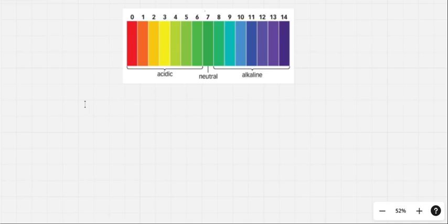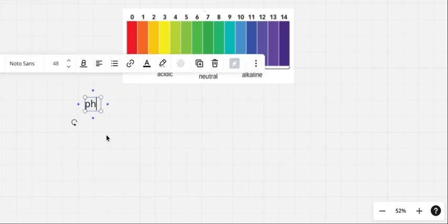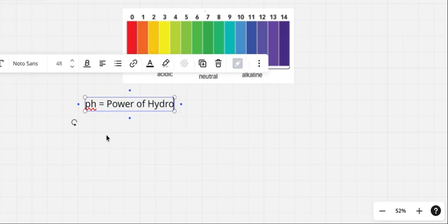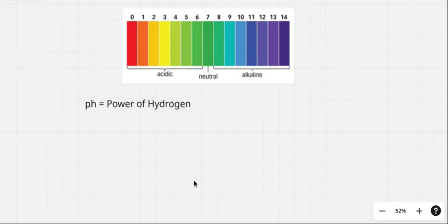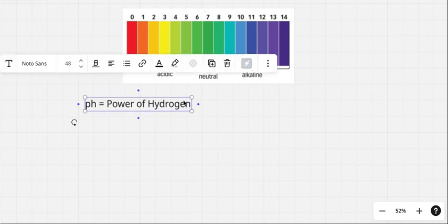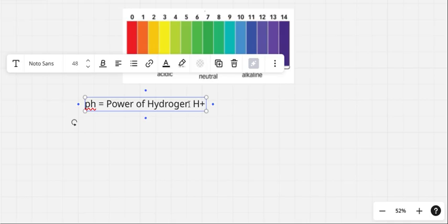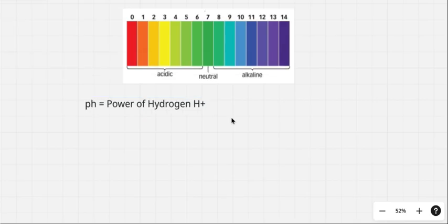What is pH? pH is basically just the power of hydrogen. That is the full form of pH. And it measures how many hydrogen ions, which is written as H+, there are in a mixture. So the more hydrogen ions, the more acidic it is.